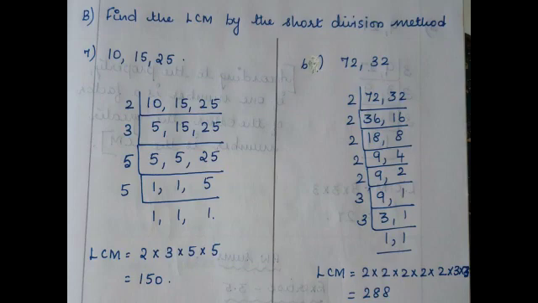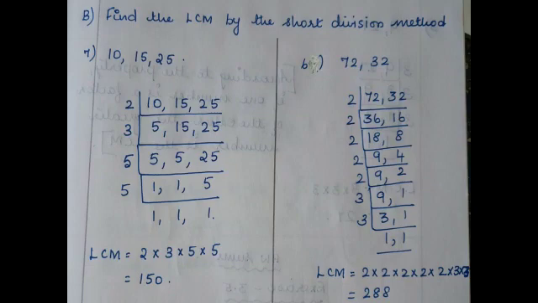Next you will write the smallest common prime factor. It is 5. So you will start dividing by 5. 5 ones are 5, again 5 ones are 5 and 5 fives are 25. Stop when there is no common prime factor. So the LCM will be 2 into 3 into 5 into 5. The product is 150.